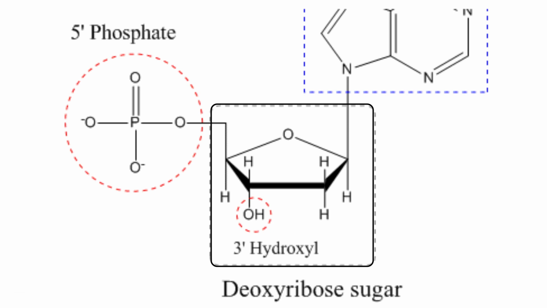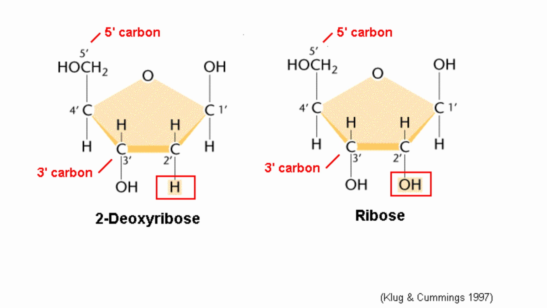The sugar can vary based on the type of nucleic acid. RNA, for example, has ribose sugars in its backbone, whereas DNA has deoxyribose sugars. Notice the prefix deoxy. All this means is that a deoxyribose sugar does not have an oxygen atom attached to the second carbon of the sugar ring.